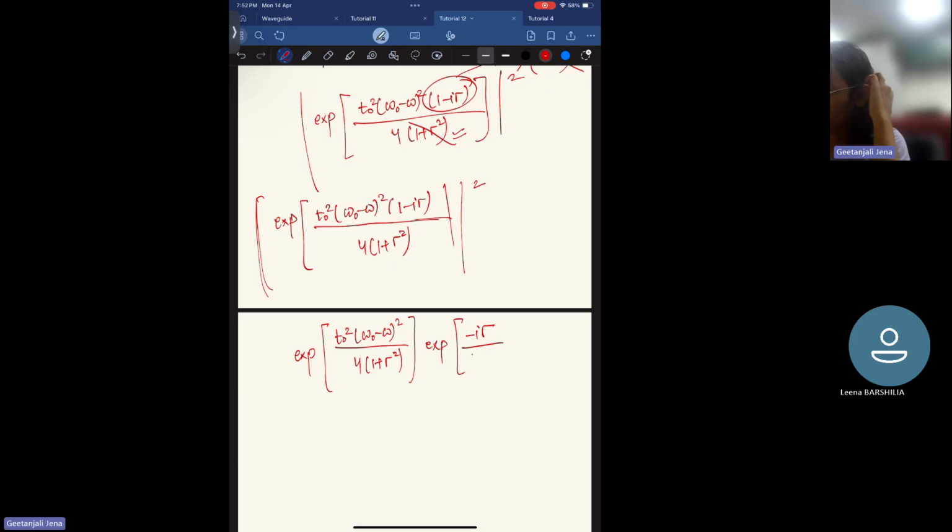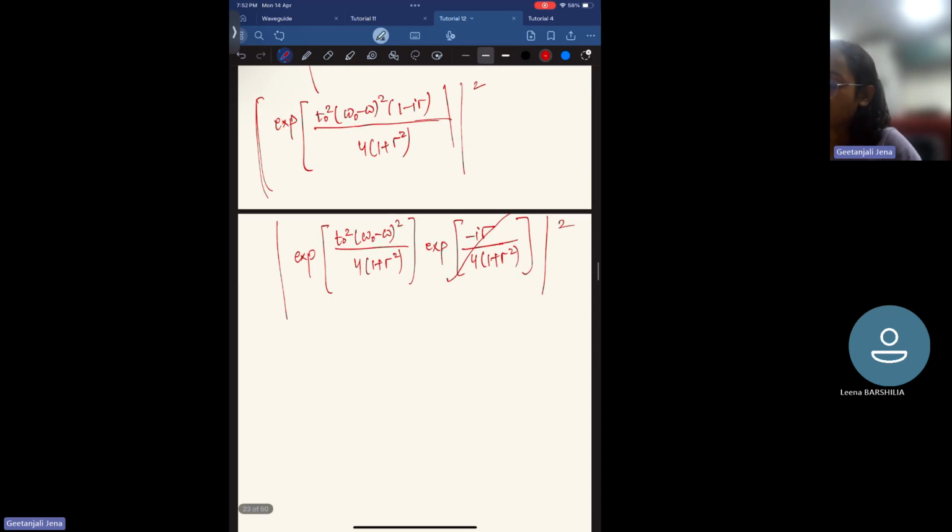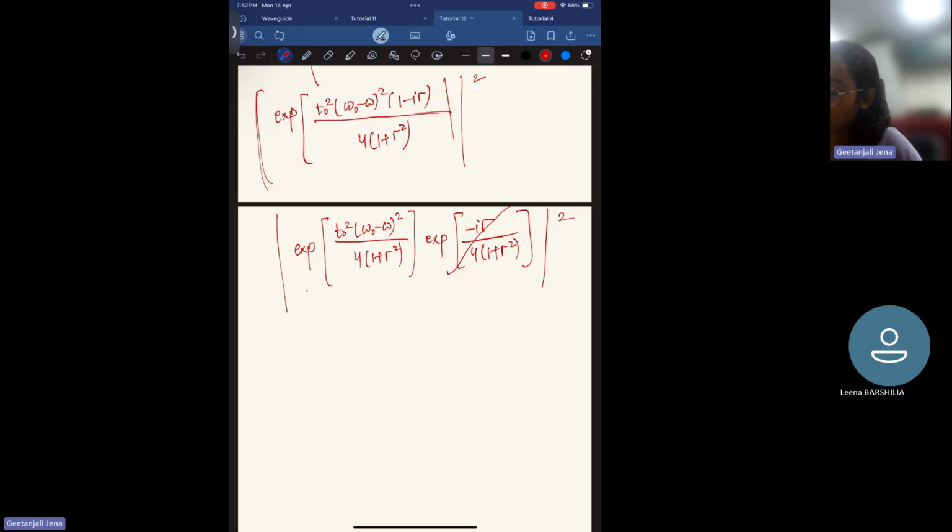Yes, you can't cancel, you are right. I'm just showing a brief step of how you can achieve this. So you already have separated it out, right? That means this part will be 1 when you take the mod square, because it will give a phase part, but this part will give exponential t0 square omega 0 minus omega square by 2 1 plus gamma square. This is one of the ways that you can approach it.